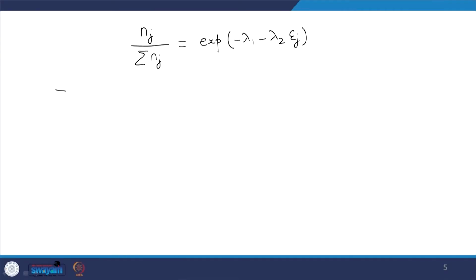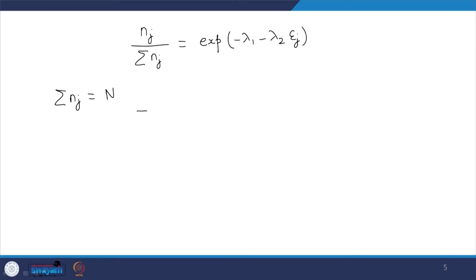Now, we can use the constraints again to find the Lagrange multiplier lambda 1, and that is, since we know that summation of nj is equal to n, I can apply summation on both the left hand side and the right hand side. So, what we then have is summation of nj by summation of nj. So, clearly the summation applies to the numerator, the denominator is already a sum.